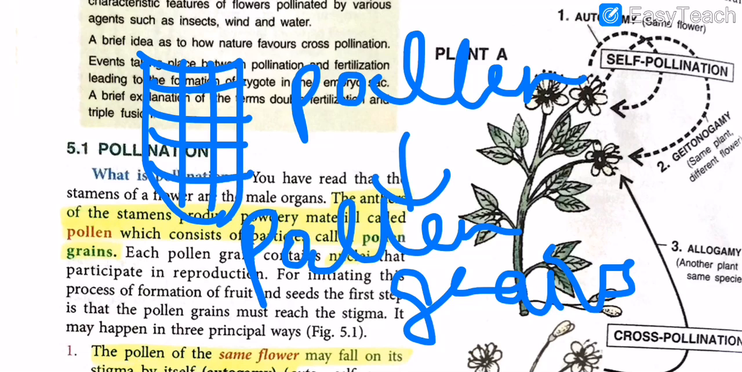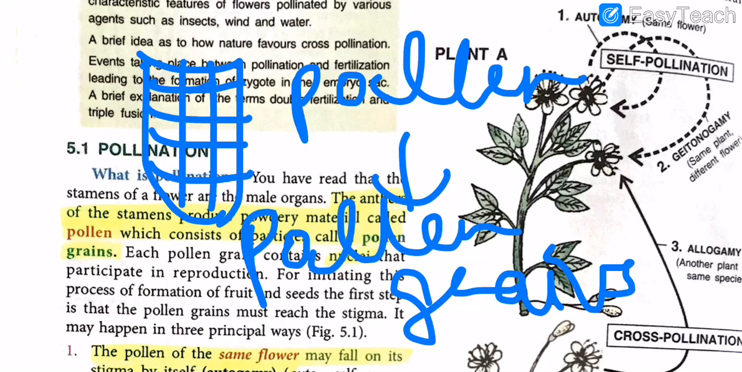For initiating this process of formation of fruits and seeds, the first step is that the pollen grains must reach the stigma. Basically, all that we learned in our previous grade is given here in a paragraph. Once the anther matures and bursts open, these pollen grains need to be transported to the stigma of the flower, and the stigma needs to catch them so that pollination and fertilization can go ahead. Now, it may happen in three principal ways.